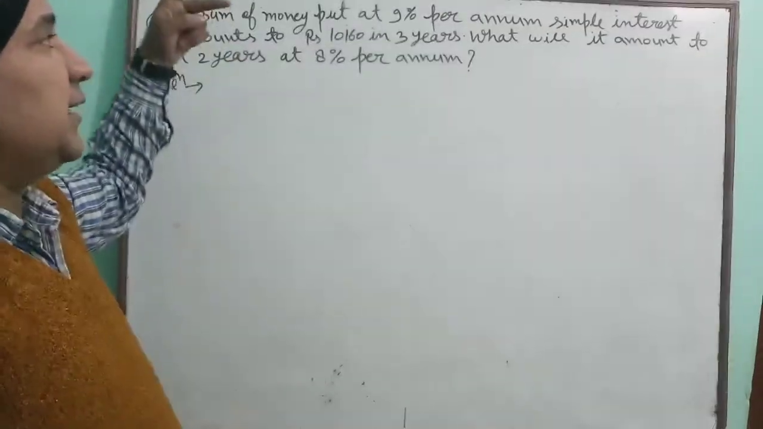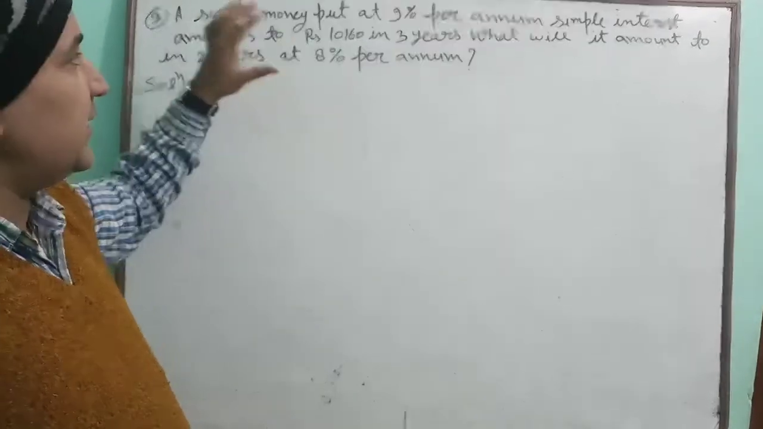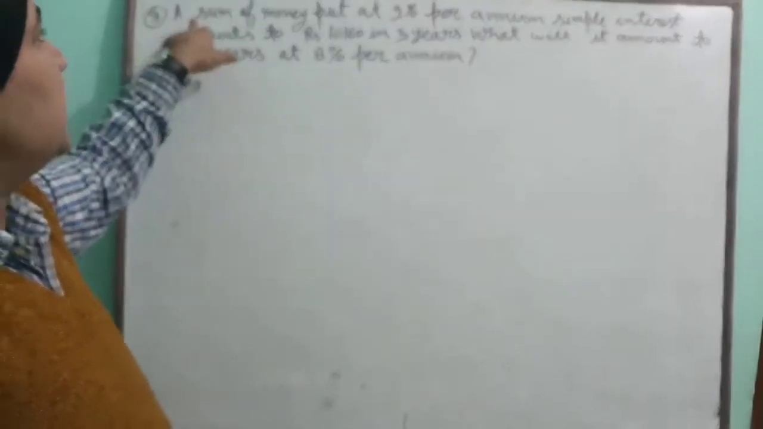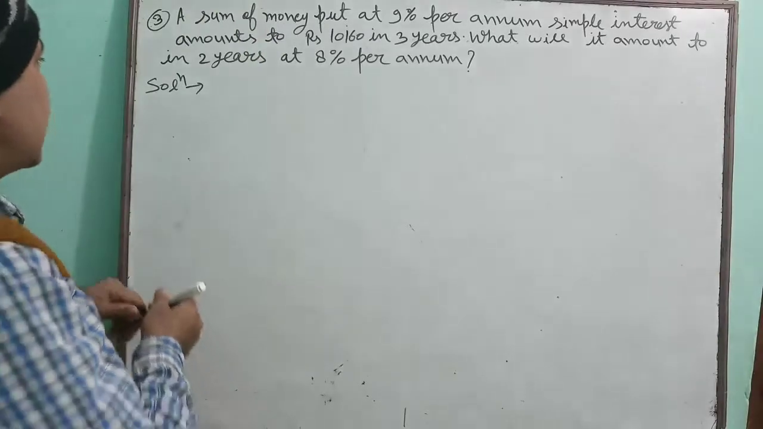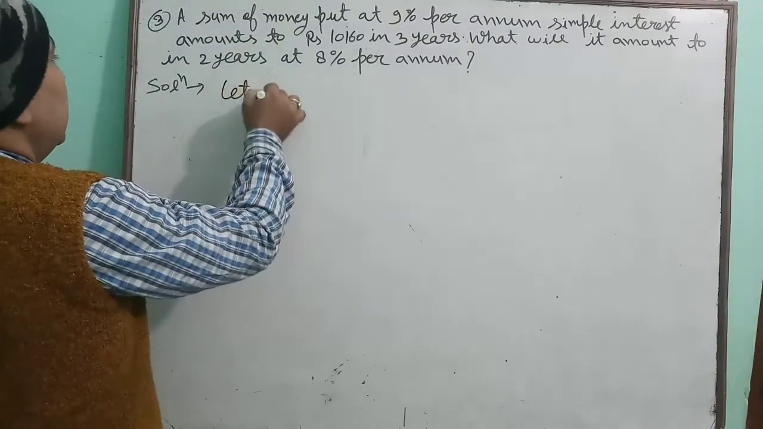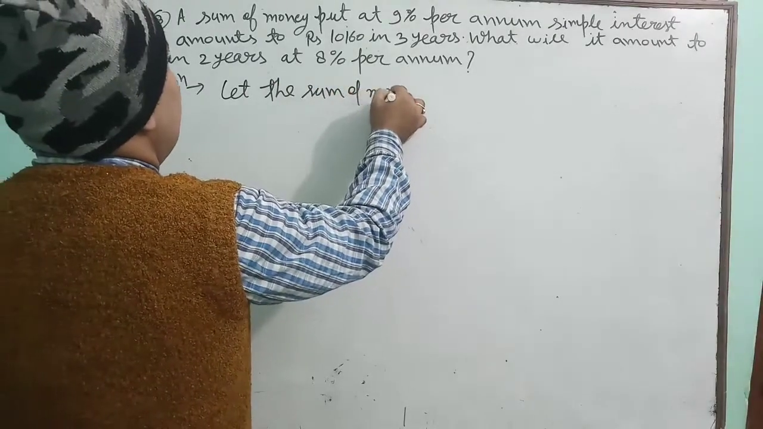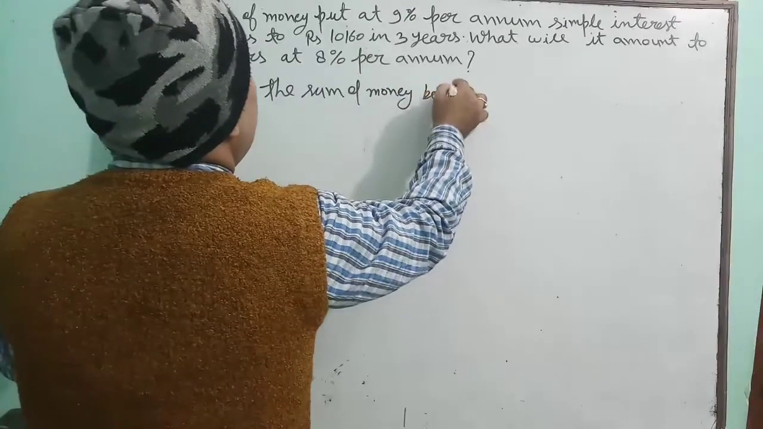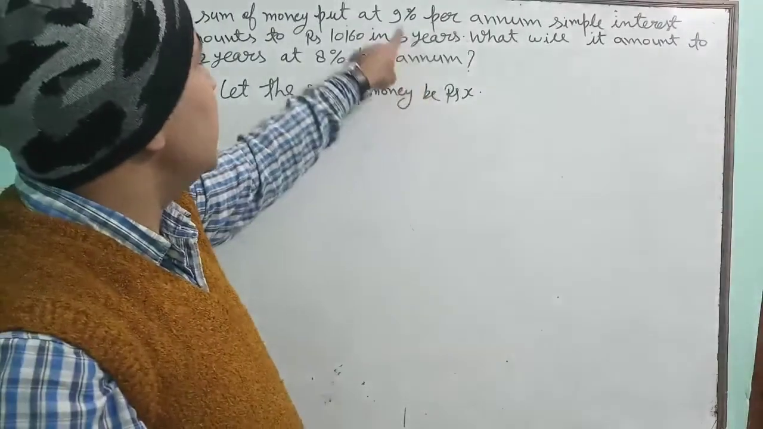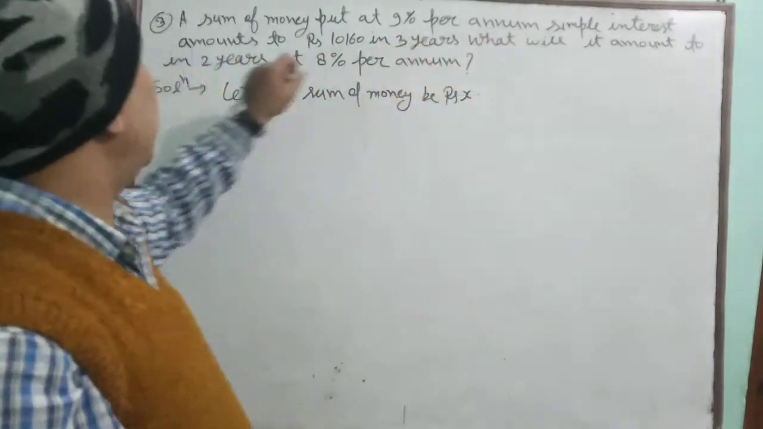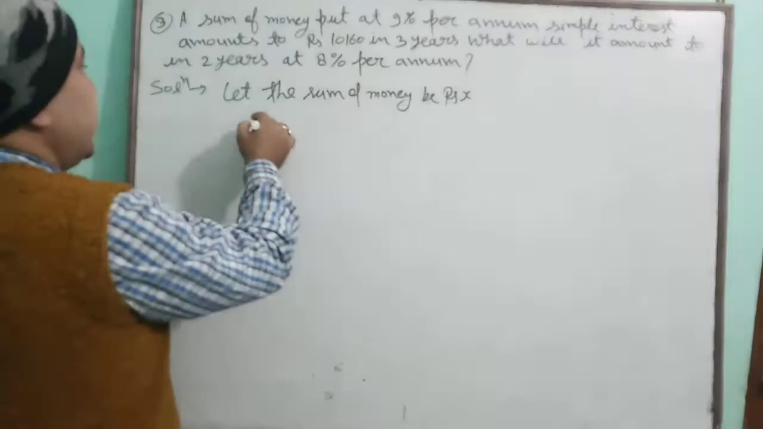It means there are two questions involved in this. That means you can say there are two parts. In the first part, a sum of money, that means principal money, is absent here. So suppose that let the sum of money be rupees X. Now this rupees X at 9% per annum simple interest is giving the amount of 10,160.